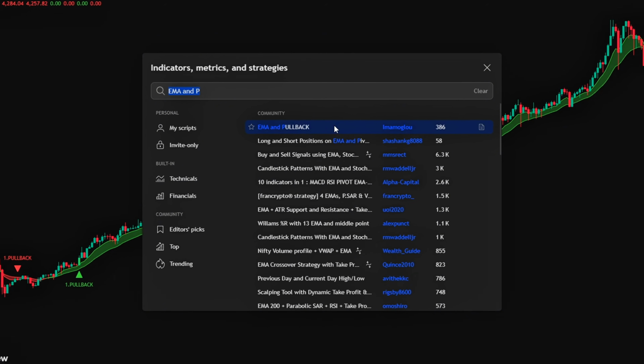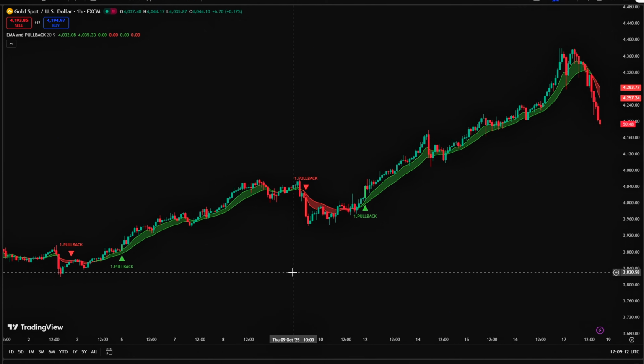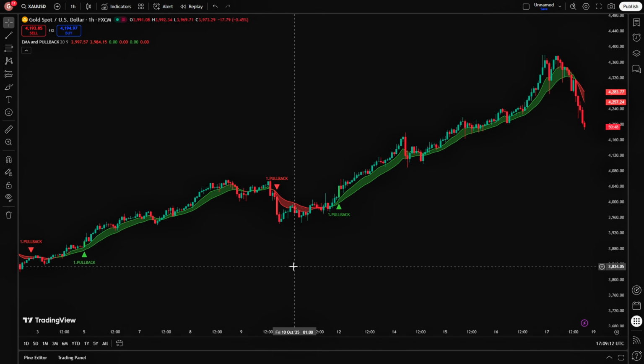Once added, you'll notice a colored EMA ribbon appear across your chart, visually representing dynamic support and resistance zones. This ribbon also automatically highlights pullback signals after strong price movements, helping you spot when the market might resume its trend following a brief correction.